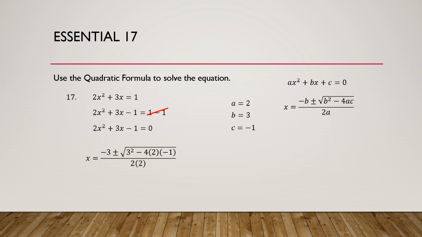We simplify to get negative 3 plus or minus the square root of 9 plus 8 over 4, or negative 3 plus or minus the square root of 17 over 4. This can be expressed as negative 3 plus the square root of 17 over 4, and negative 3 minus the square root of 17 over 4.